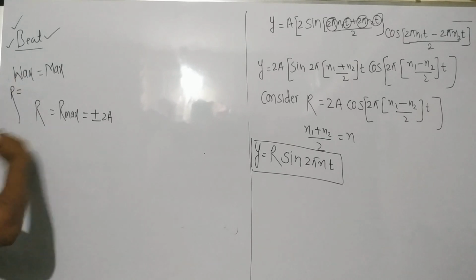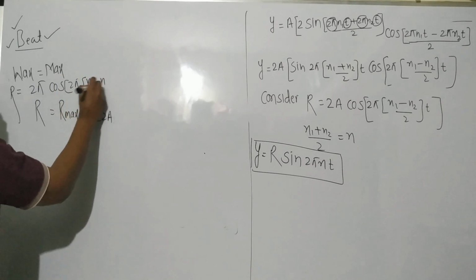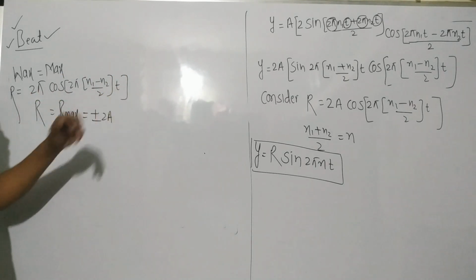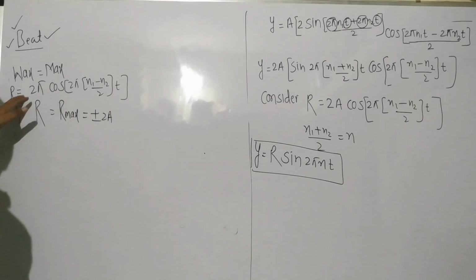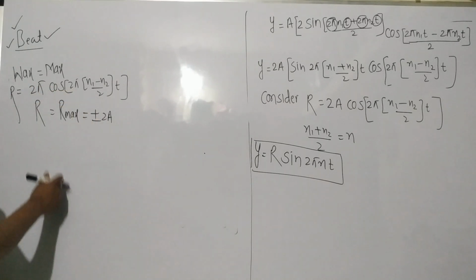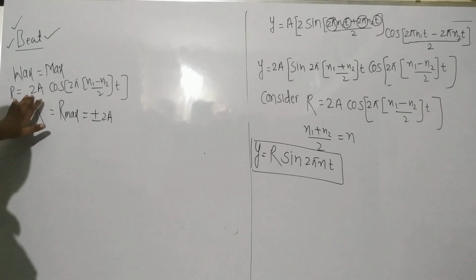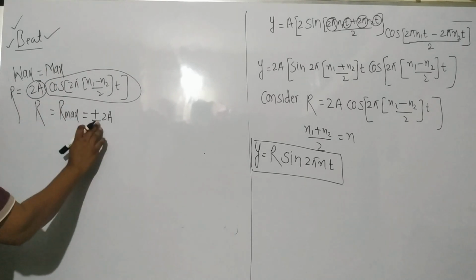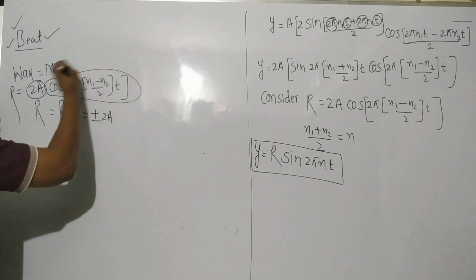R is equal to twice a cos of 2 pi in brackets (n1 minus n2)/2 into small t. So this factor should be maximum. And how does this whole factor become maximum? Because 2 is a constant and pi is a constant, R depends completely on this cos term. So in order to get R to be plus twice a, it is possible when the cos of this factor is equal to plus 1. R will be equal to minus twice a when the cos of 2 pi (n1 minus n2)/2 into t, this whole factor, is equal to minus 1.